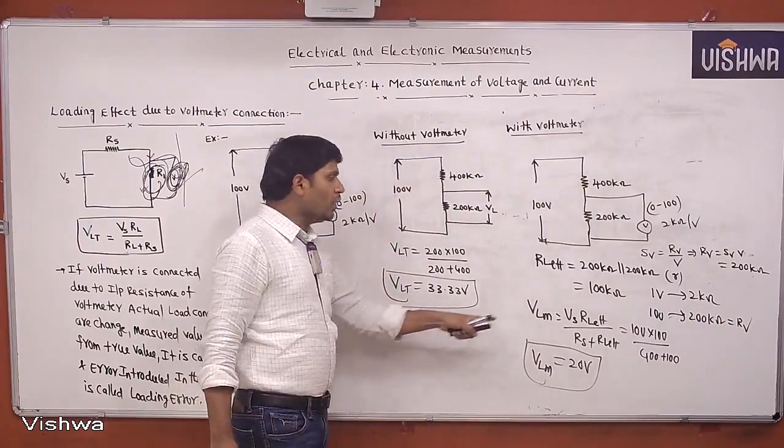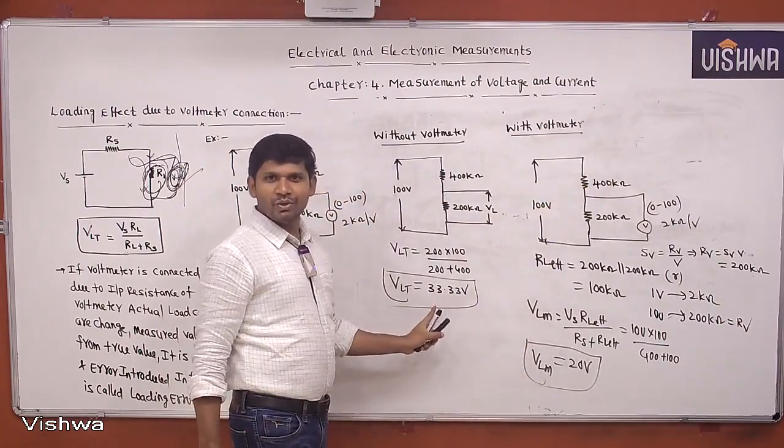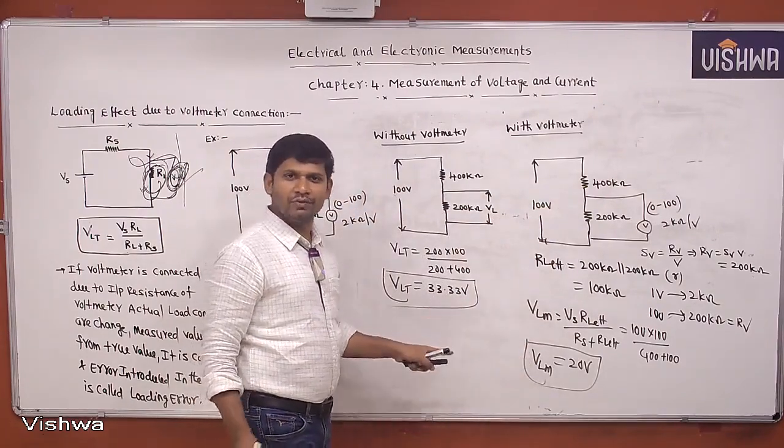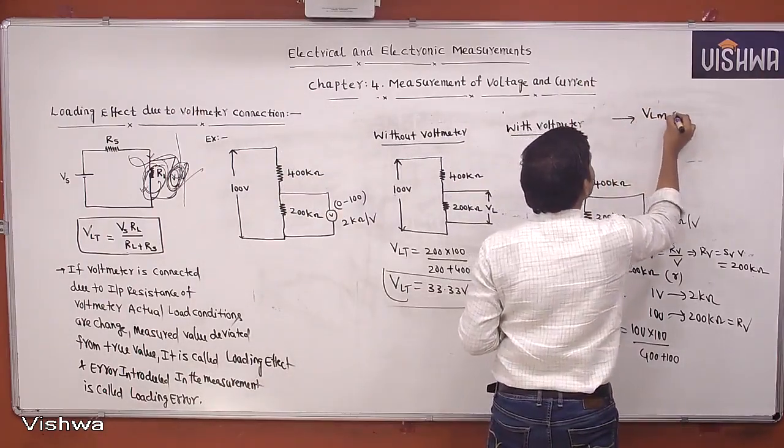What is the VL true we are getting? 33.33. That's why, due to voltmeter connection, the measured value deviates from the true value. Now this effect is called loading effect. Then what is one observation? The measured value is less than the true value.